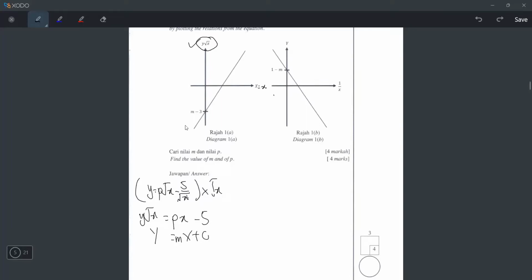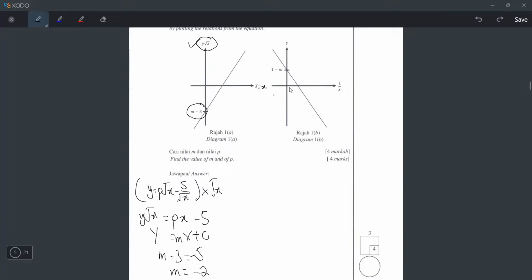And can you see from the graph, did they give you the y-intercept? Yes, m minus 3. So this is the y-intercept of the line, but this is also the y-intercept of the line, -5. So both of these are y-intercepts, so the two must be the same. Both can be equal. So m minus 3 equals -5. m equals -2. That's the answer.